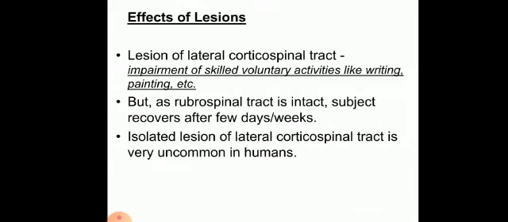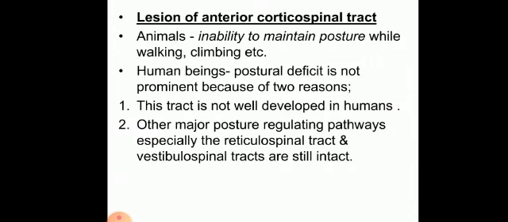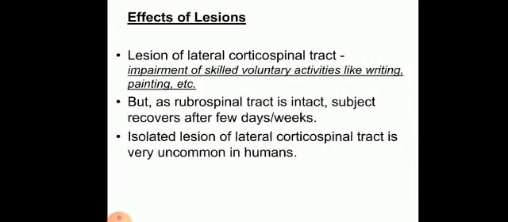Now next we come to what happens when there is a lesion at any level of the corticospinal tract. So basically we would discuss it under two headings. When there is a lesion at the lateral corticospinal tract: the lateral corticospinal tract constitutes 80% of the fibers of the corticospinal tract, and the anterior or the ventral corticospinal tract constitutes 20% of the fibers. So what happens when there is a lesion in the lateral corticospinal tract comes in this particular slide. After that we'll see what happens when a lesion occurs at the anterior or the ventral corticospinal tract.